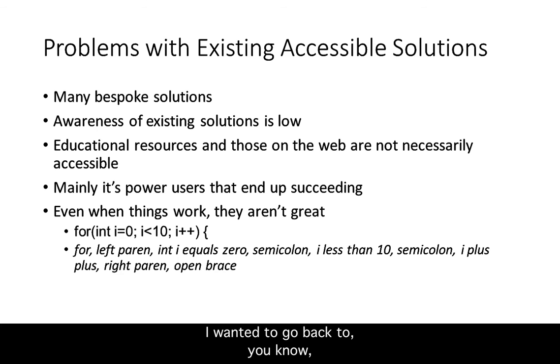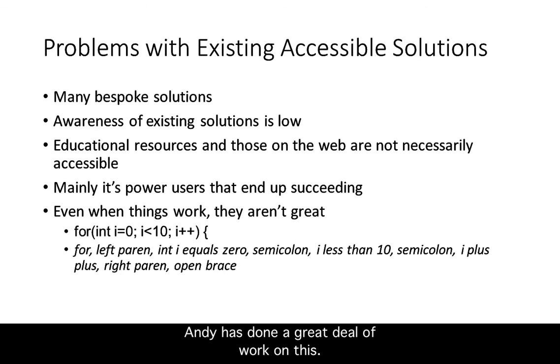I have an example here. I wanted to go back to that screen reading example. So on the slide it says even when things work, they don't work great, right? They aren't great, and it's a line of code. It's from C or C++, right? And it's a loop that counts from 0 to 9, so it makes 10 steps, right? But I also have what a screen reader user might hear, and so they'll hear something like for, F-O-R. So they'll hear for left paren int I semicolon. For left paren int I equals 0 semicolon I less than equals 10 semicolon I plus plus right paren open brace, right? And this is just, it's not exactly the most intuitive thing.